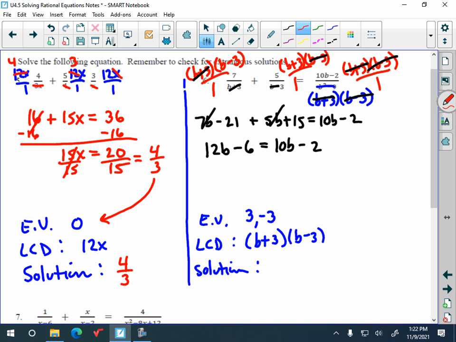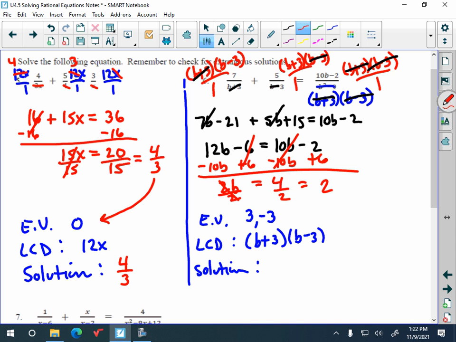All right, so now I'll get all the b's on one side. I'll subtract 10b over. I can add 6 over. And then divide by 2. 4 over 2 simplifies to 2. All right, again, I'll check it against my excluded values. It's not one of the excluded values that I wrote, so I can keep the answer 2.